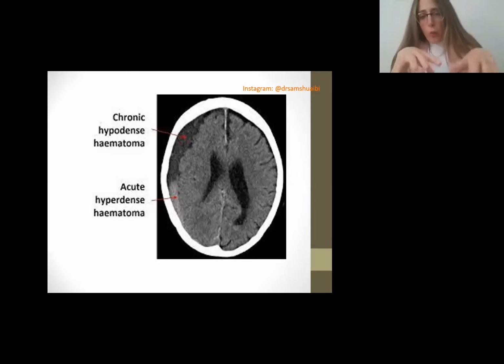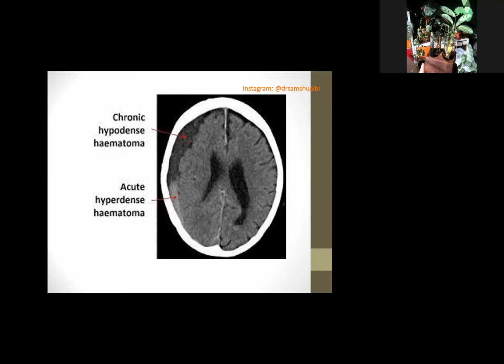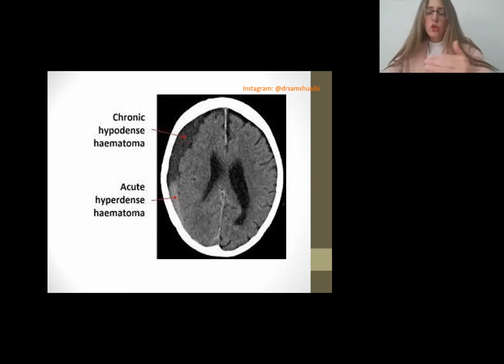Why? What I want you to take home from this slide exactly is, first of all, a hyperdense lesion means it's acute. And the chronic one, chronic means it's been there for a long time, is usually hypodense when it comes to hemorrhages, okay? Ischemia is usually always hypodense. So you can have these two.